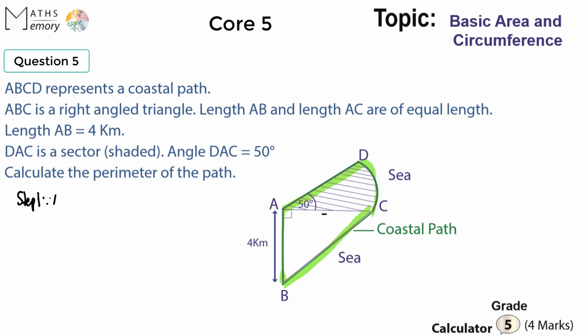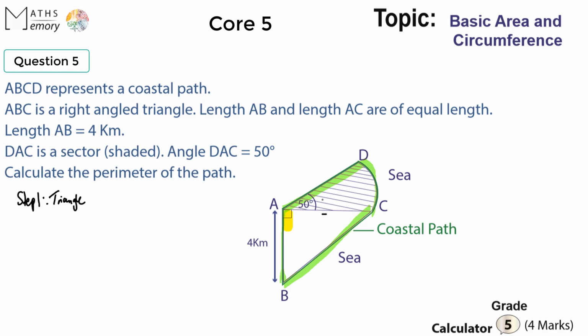Step 1, triangle. So obviously AB, we know what AB is. It's going to be 4. Now BC, how do we find out BC? Well, we have a right angle over here. Don't we? We have a right angle. So that allows us to obviously use something called Pythagoras.